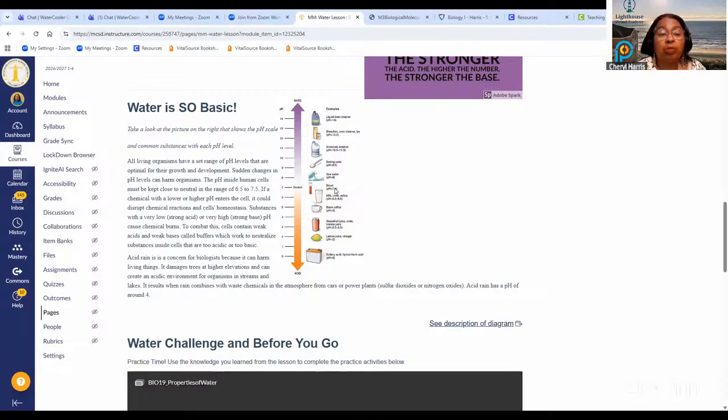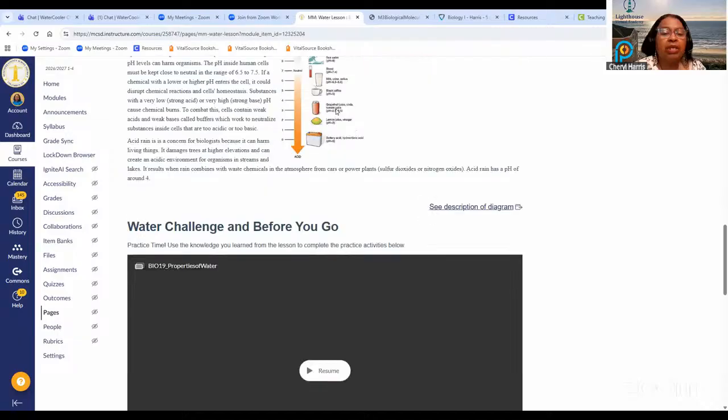Okay, we want blood to be neutral. We want water to be neutral. Salt water is slightly basic because of the salt. Your soda that you drink is very acidic. Coffee that you drink in the morning is very acidic. So that gives you an idea.